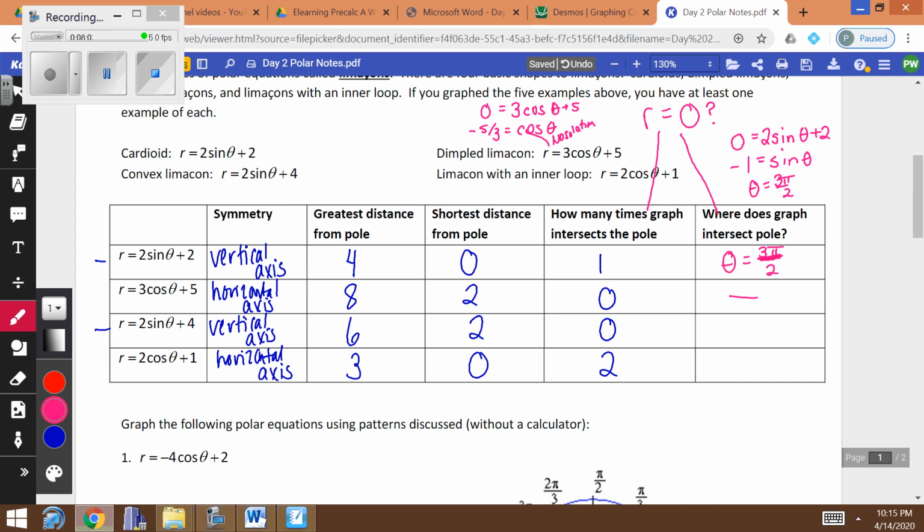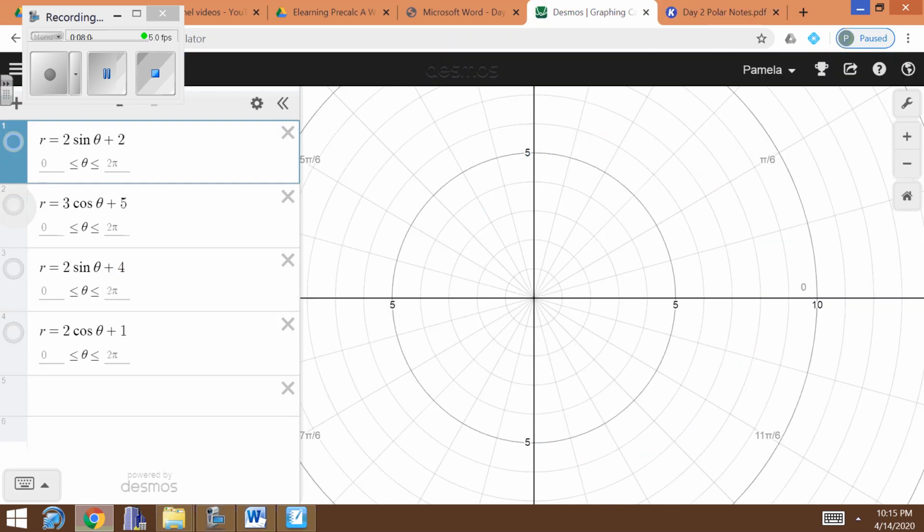The next one you'll see is kind of similar. This one's a sine. Let's look at this one here. This one is called our convex limacon. If you notice, kind of similar to the dimpled one, but it's kind of flat right here. So this one, again, called our convex limacon. Again, I don't really care that much about the words, but just so you get an idea of what it looks like here.